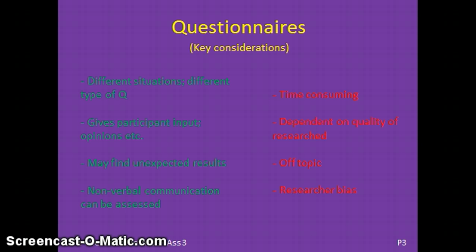However, it can be very time consuming, and it's really dependent on the quality of the researcher, because you need to ask the right questions to get the most informative answers. And it can also go off topic, so if you ask things that aren't particularly matched to your research, then it might go off topic, and there's a chance of it being researcher biased.